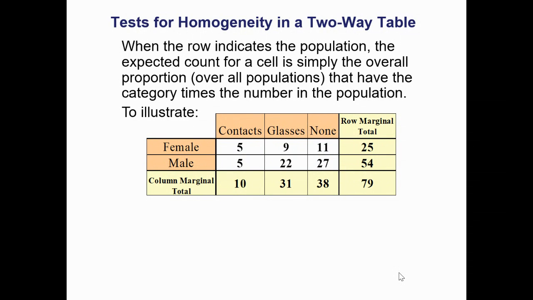Okay, so when the row indicates the population, the expected count for a cell is simply the overall proportion that have the category times the number in the population. Now, if you're like me, when you first read that, you may be thinking, okay, is this even in English right now? I didn't understand what it was saying until they illustrated it like we're going to do on the top of page 7.